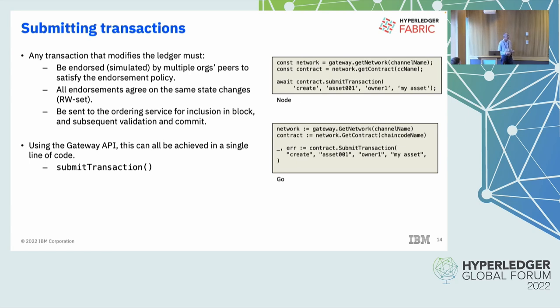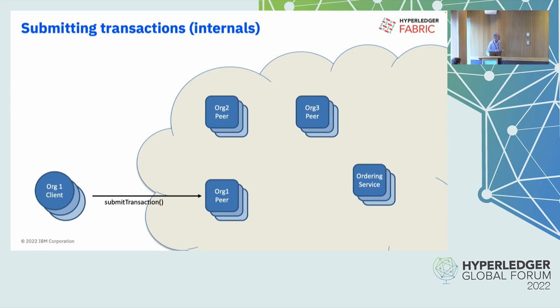So to submit a transaction, you've got to go off to various peers and gather all the endorsements, and they must all agree. Both the read and the write sets have to agree across all of them. When they do, you gather those together, it gets signed again on the client side, and then it gets sent off to the ordering service. The ordering service orders the transactions using its consensus mechanism, broadcasts it out to the network and commits it. That's quite a complex bunch of stuff, and it all gets done in one function called submit transaction.